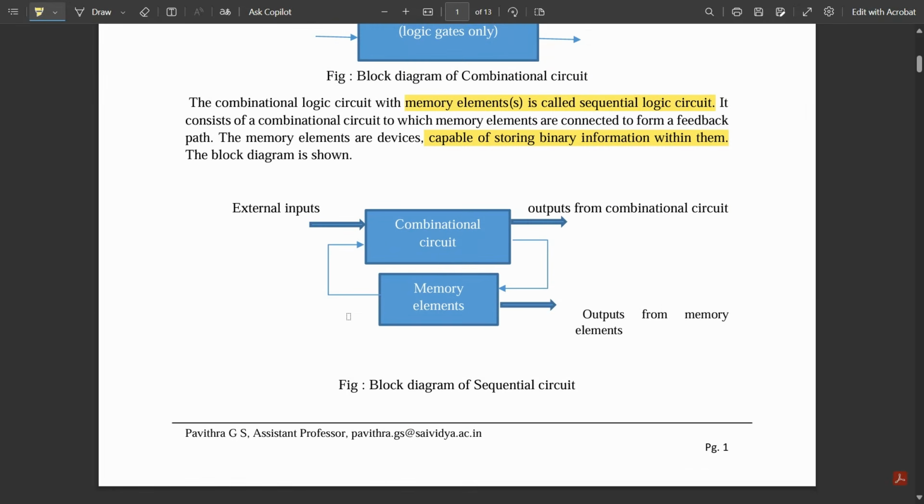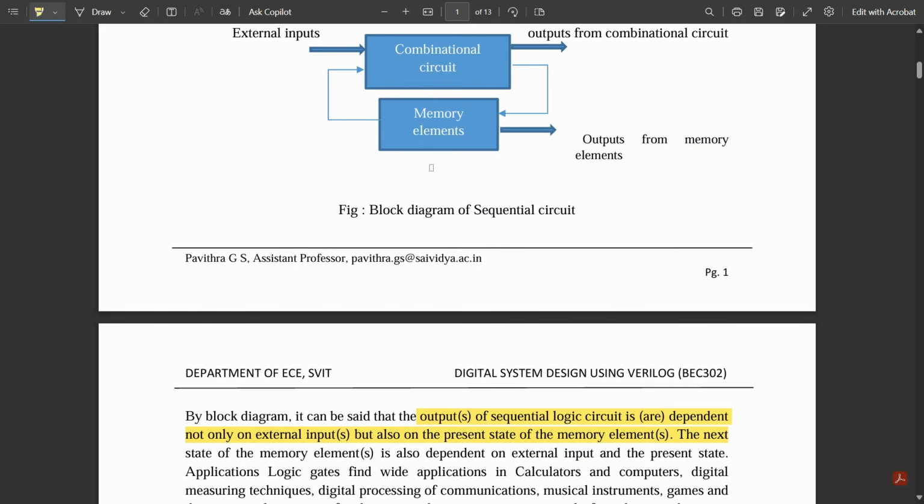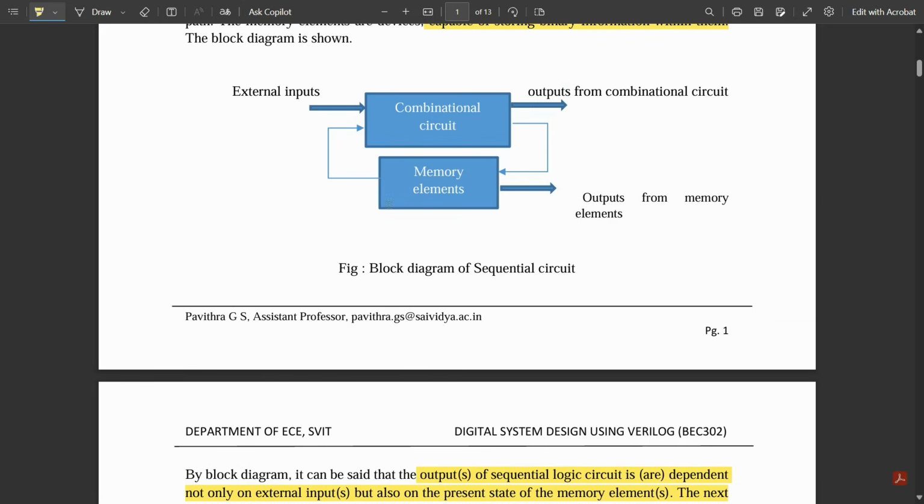So the next state, that is, if we have one more memory element block, that also is dependent on the previous block. If we have a series of memory element blocks here, then in the same way that arrow is again fed back to the previous memory element block.